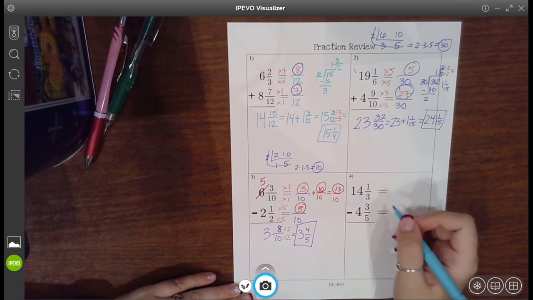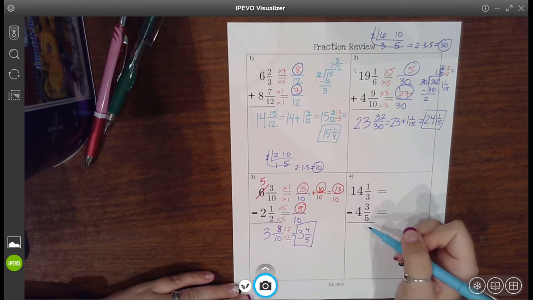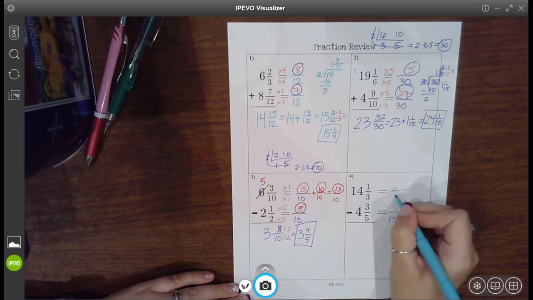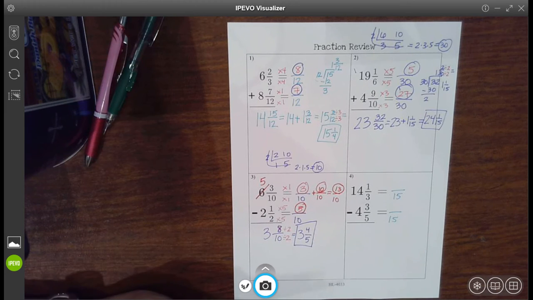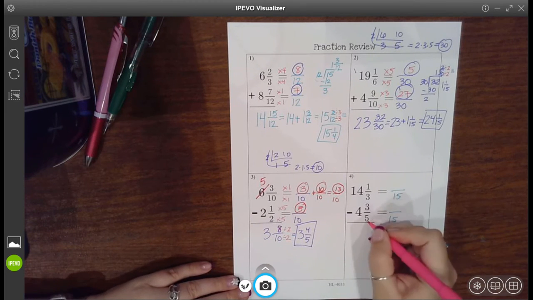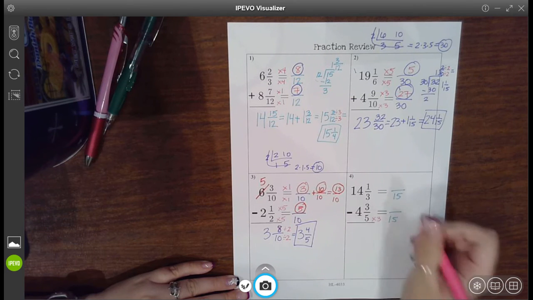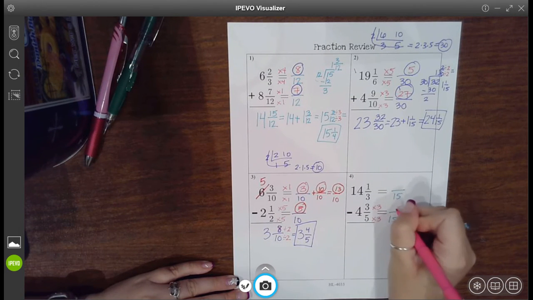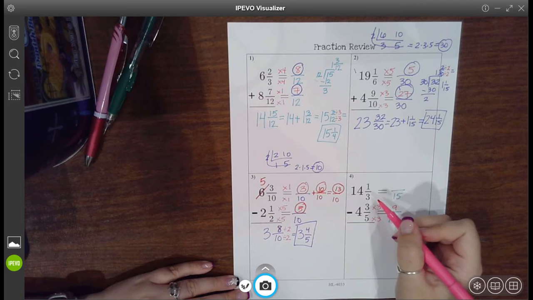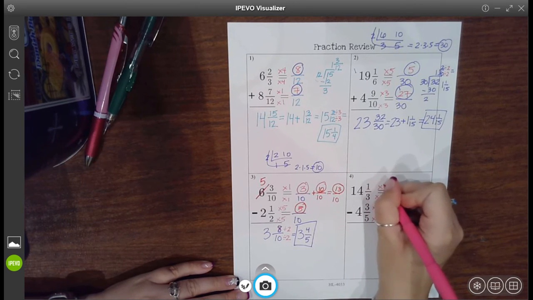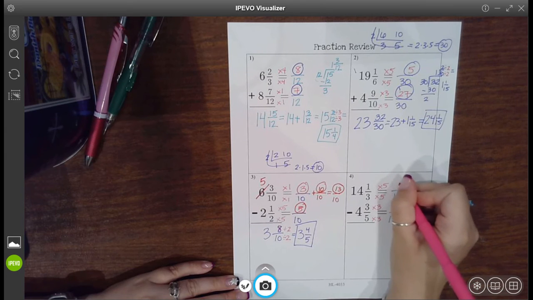For my final one, look at both 3 and 5. What can they both become? 15. What did you do to the 5 to get that 15? You multiplied by 3. 3 times 3 is 9. What did you do to the 3 to get the 15? You multiplied by 5. Do the same thing on top. 1 times 5 is 5.